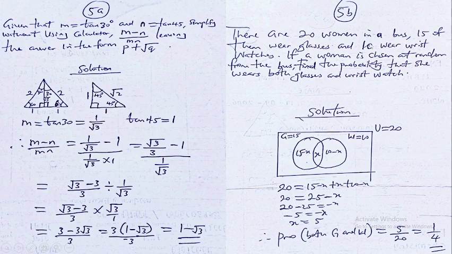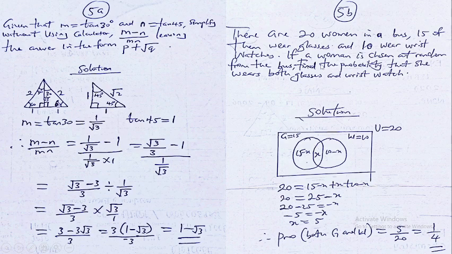So 20 women are involved. That is the universal set. 20 women. Then 15 of them wear glasses. So the number of elements in set G, which is glasses, is 15, and then those who wear wristwatches. So the number of elements in wristwatch is 10. 10 people wear wristwatch. Then 15 people wear glasses.